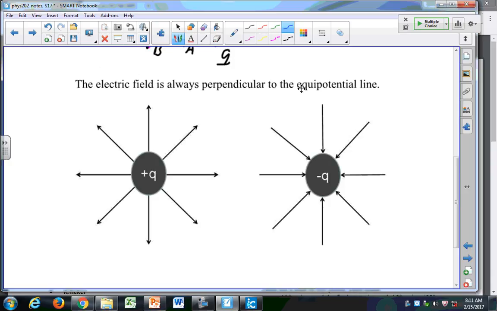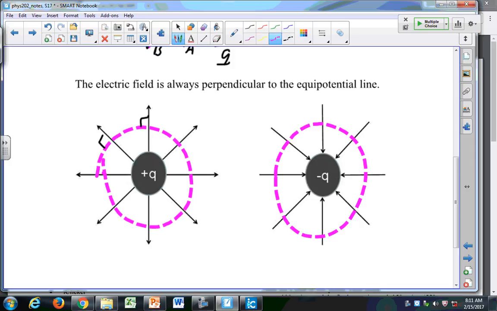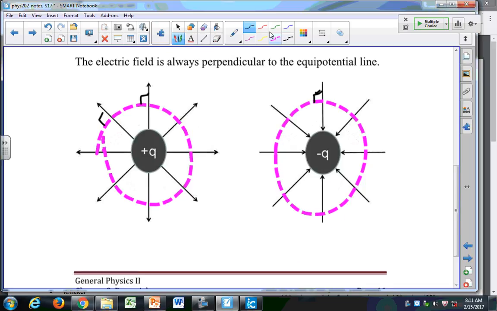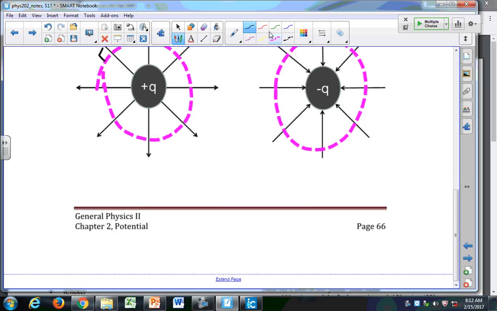So my equipotential lines will always run perpendicular to the field lines. So if I just have individual charges like this, notice that these lines are always perpendicular. Now we'll get into the math of this soon. They always run perpendicular. It turns out that one's the derivative of the other, and we'll see that soon. But when you're drawing them, they'll always be perpendicular.